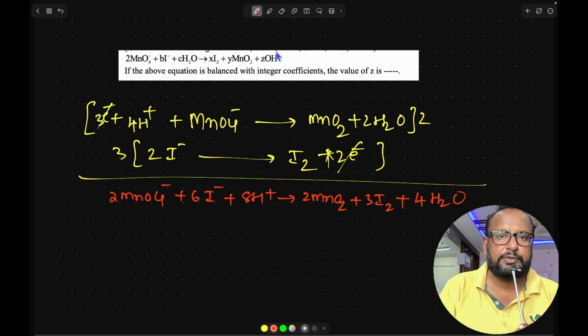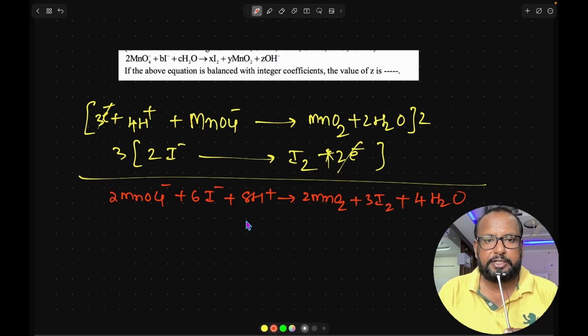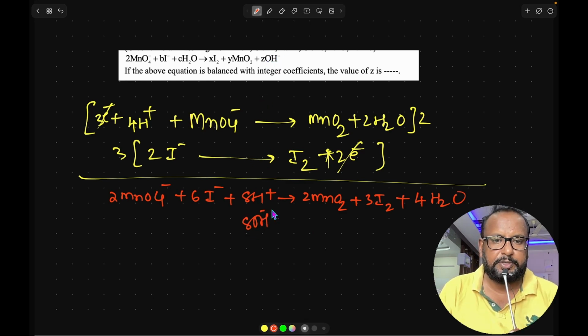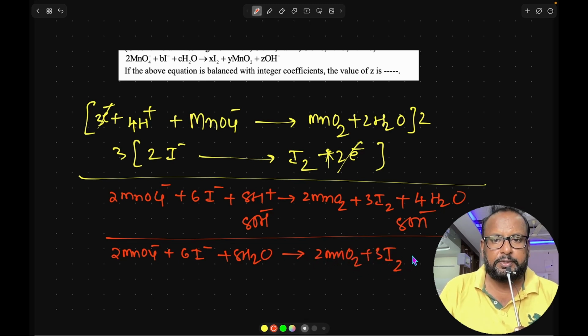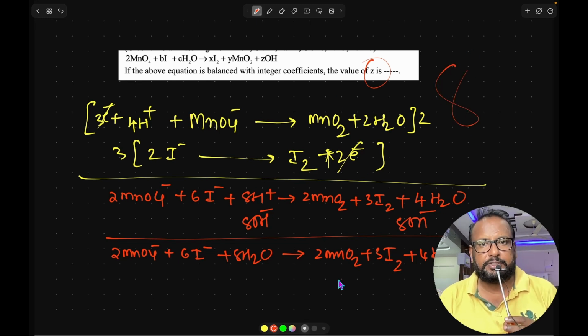Now we have to convert it into basic medium. So we have 8 H plus ions. So add 8 OH minus here, 8 OH minus there. So this gives me 2 moles of MnO4 minus plus 6 I minus plus 8 H2O gives 2 MnO2 plus 3 I2 plus 4 H2O plus 8 OH minus. So OH minus ions are 8. So our answer for this question is 8. Thank you.